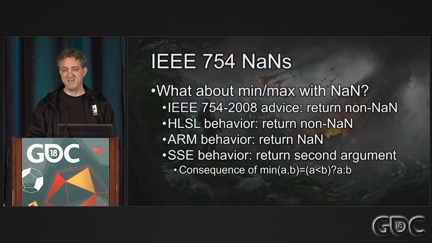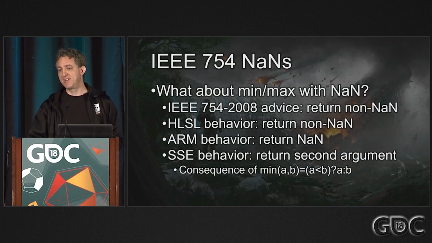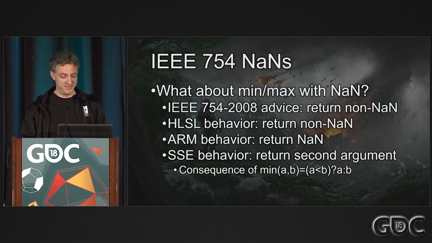But what about our min-max instructions? IEEE originally didn't have those. In 2008, they suggested you should return the non-nan number. And that's exactly what HLSL does. And that's exactly opposite what ARM does. ARM makes it like plus. And SSE does something different still. They return just the second argument. The only other option would be to return the first argument, and I haven't seen that. The reason SSE does this, it's a natural consequence, is they said min is equal to this code sequence. Well, if A or B is nan, this is going to be false, and it's going to return the second argument.